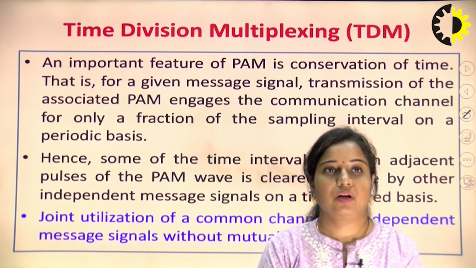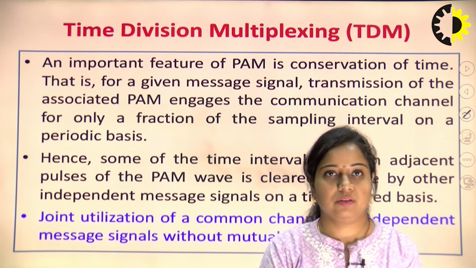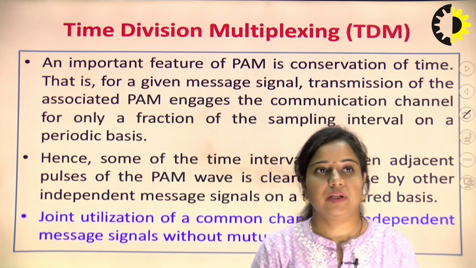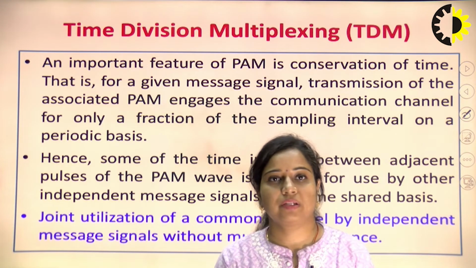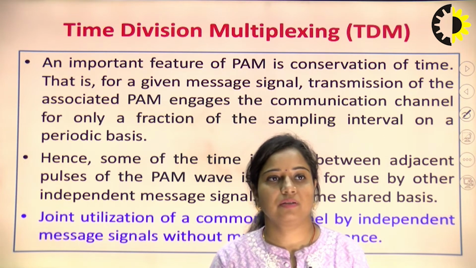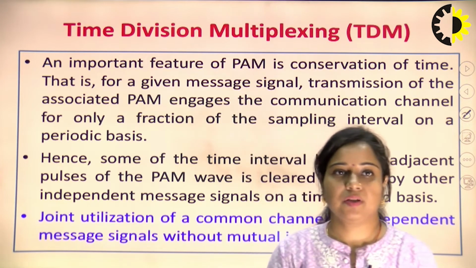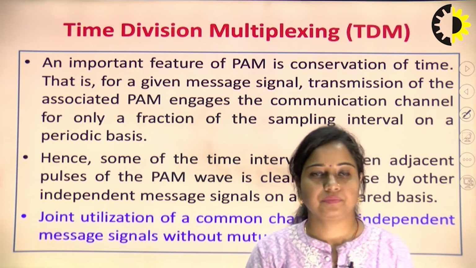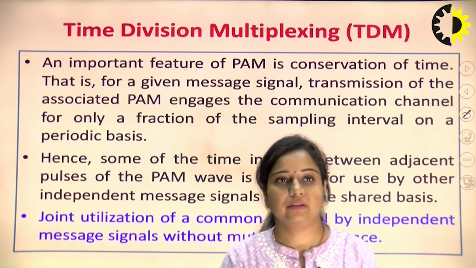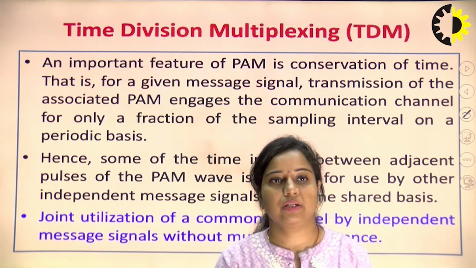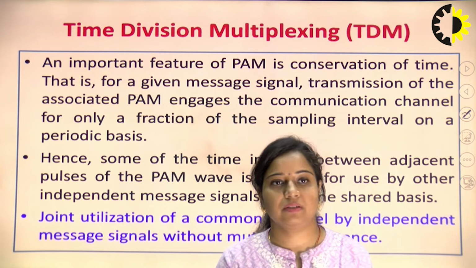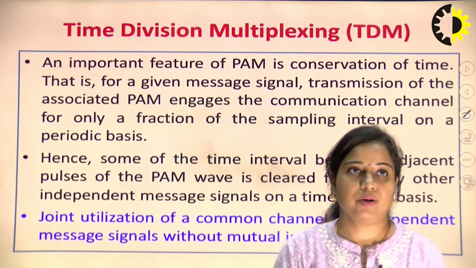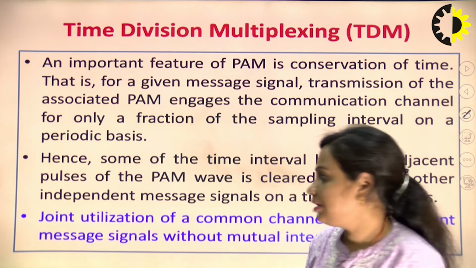For a given message signal, transmission of the associated PAM engages the communication channel for only a fraction of the sampling interval on a periodic basis. Hence the time interval between the adjacent pulses of the PAM is cleared, and that will be for use by other independent message signals. So this is joint utilization of a common channel by independent message signals without mutual interference. So basically, what is time division multiplexing in this case?